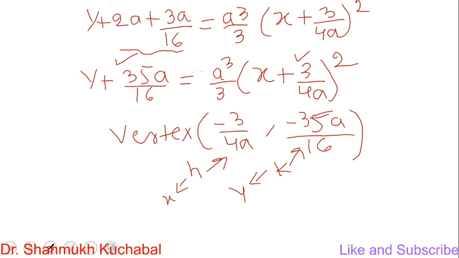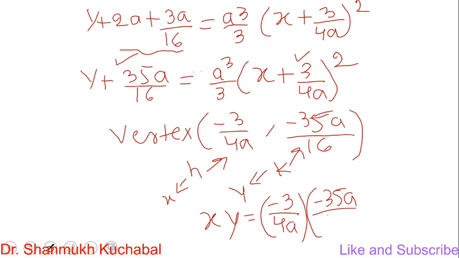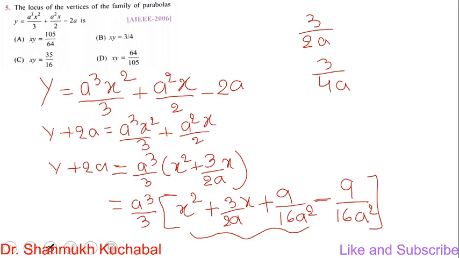These two, the x and y coordinates, we have to multiply. So we get minus 3 by 4a multiplied by minus 35a by 16, and we will observe that a cancels. On further simplification, the numerator is 105 and the denominator is 64. Therefore the answer is 105 divided by 64. So option A is the right answer.